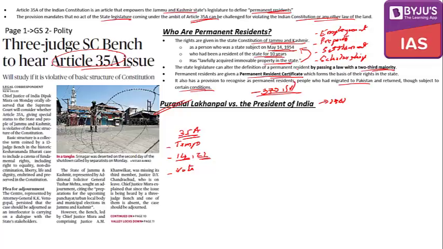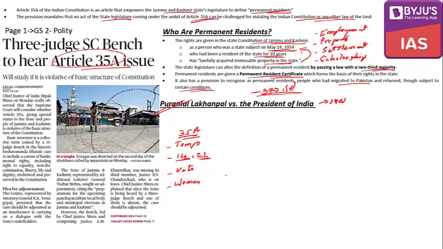Other people who do not have the certificate, who have been residents of that particular Jammu and Kashmir region for quite a long time, but they do not have the certificate, cannot vote in the elections. So this is a violation. What exactly is the most important thing? The most important thing is with respect to the women's rights.